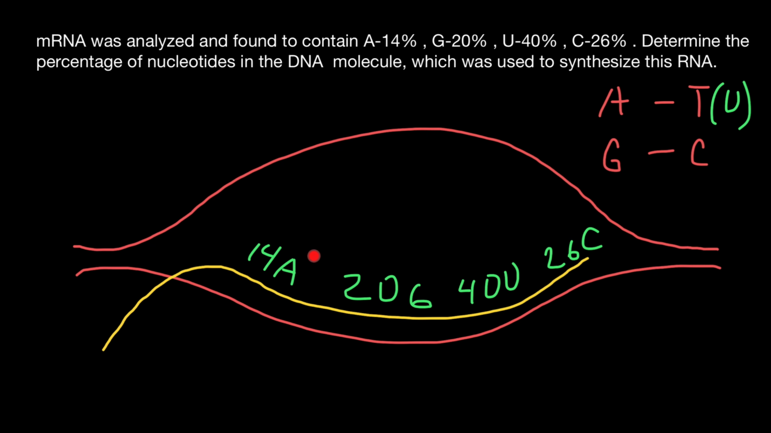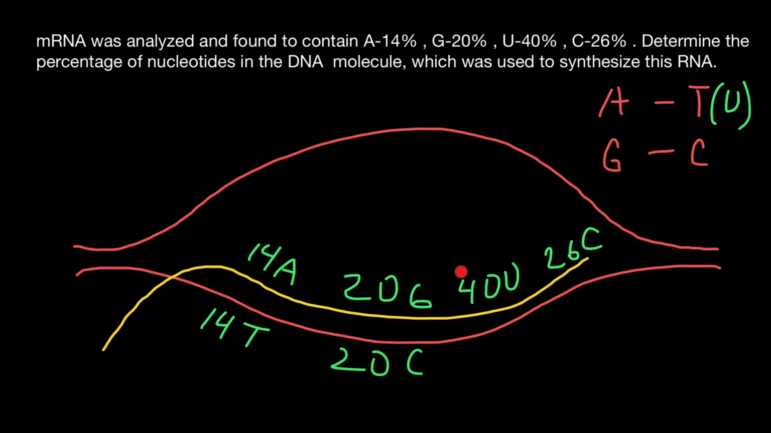If in messenger RNA we have 14 adenines, it's not necessary that we will have them in a row. They can be spread along the whole length of the messenger RNA. That means that on the template strand of the DNA we are going to have 14 thymines. And if we have 20 guanines, that means that on the template strand of the DNA we are going to have 20 cytosines.